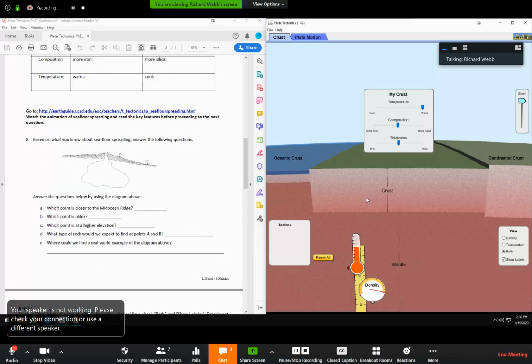Then we go to this video of sea floor spreading. And between watching the video and reading the text under it, you have all the information you need to answer these questions.